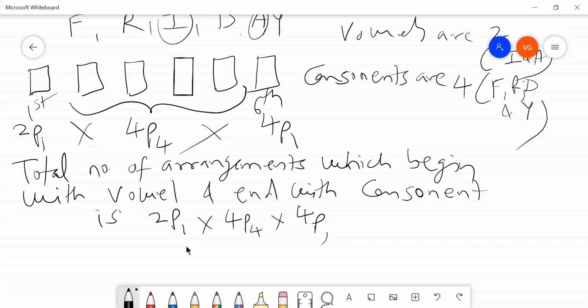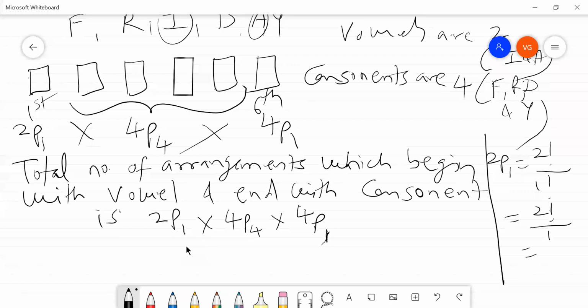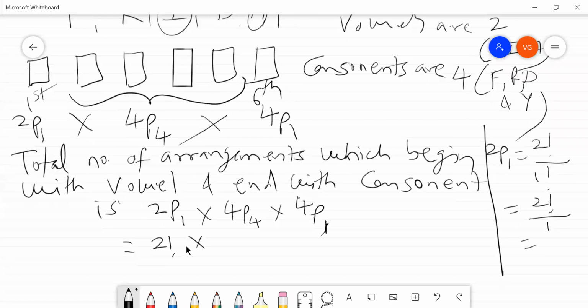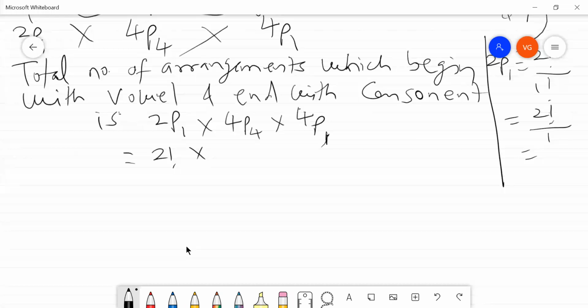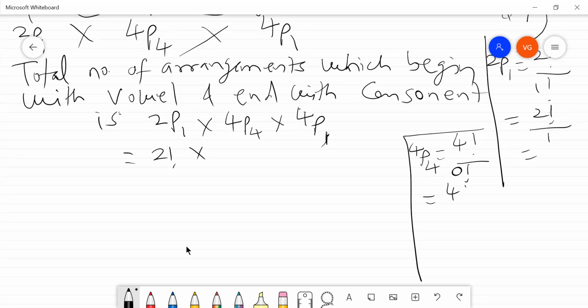Now what is 2P1? 2P1 is 2 factorial divided by 2 minus 1, that is 1 factorial. 1 factorial is 1, so 2 factorial upon 1. So this answer will be 2 factorial. What is 4P4? 4P4 is equal to 4 factorial divided by 4 minus 4, that is 0 factorial. 0 factorial is 1, so the answer is 4 factorial.